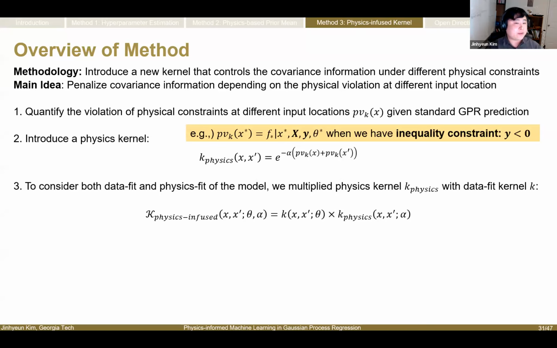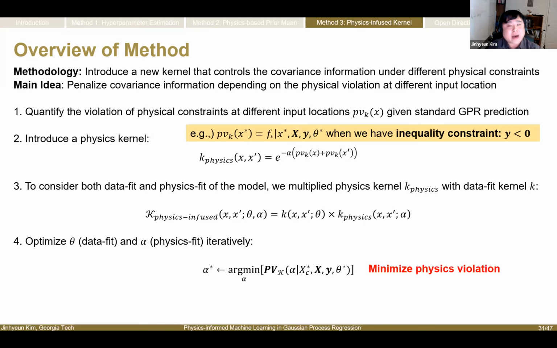To consider both data fit and physics fit of the model, we multiply the physics kernel with the data fit kernel K. Here, for the data fit kernel K, we can use different kernels, like the Gaussian kernel, periodic kernel, or more advanced kernels. There are two hyperparameters: theta, which controls the data fit of the model, and alpha, which controls the physics fit of the model. We optimize this theta and alpha iteratively.